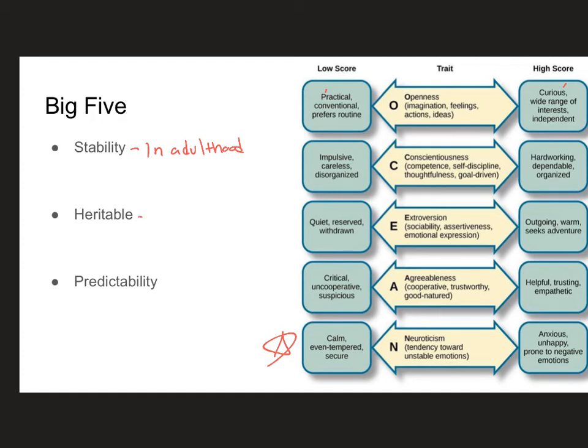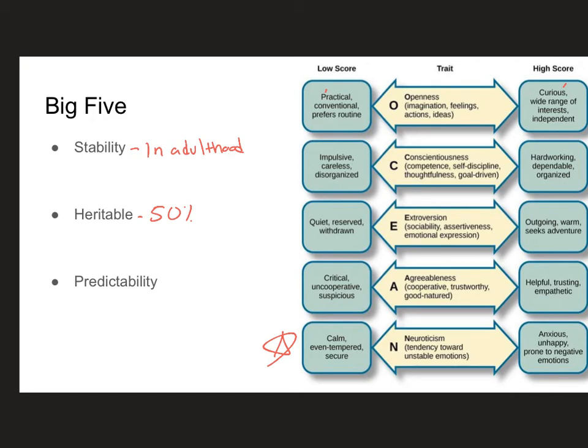How heritable is it? Well, we know that this is about 50% inherited from your parents. So if you have a parent who scores very high in a lot of these categories, you have a 50% chance that you will score very high too. That sounds like a coin flip, but it does show that there are some inherited traits that you get from your parents. Whether that's because you got it from your parents or because you were raised by your parents, more studies need to be done.